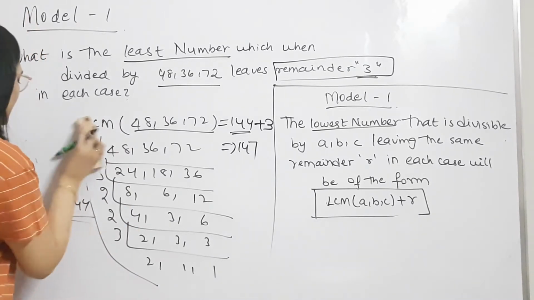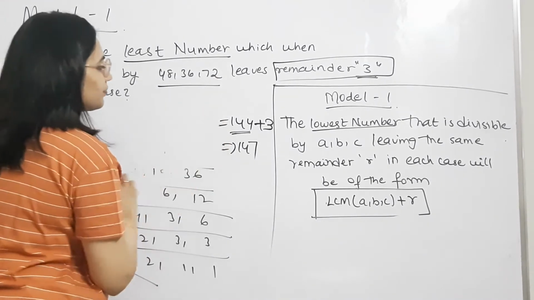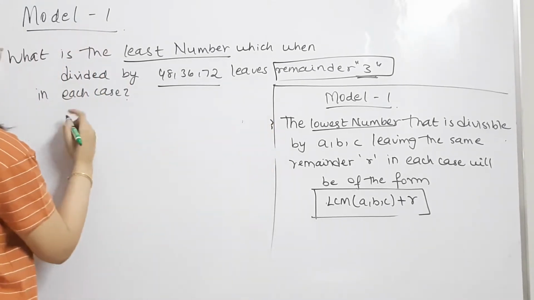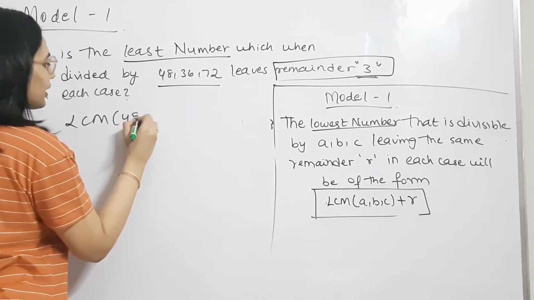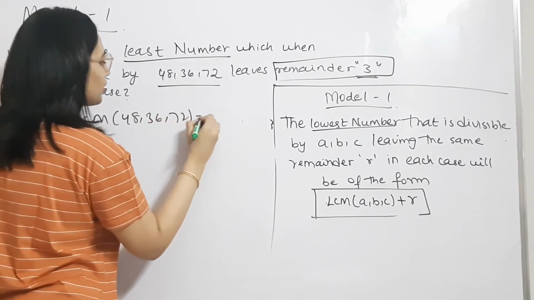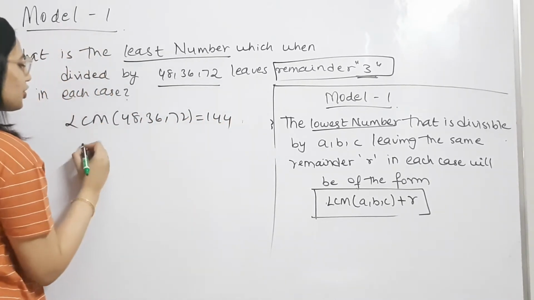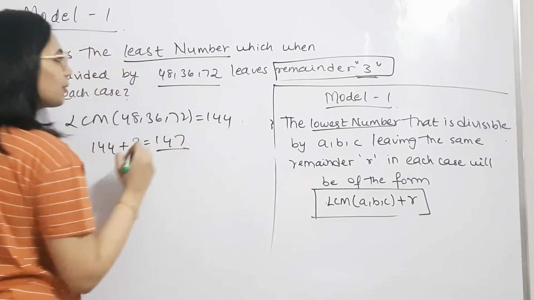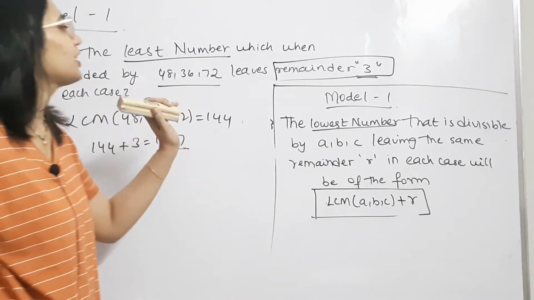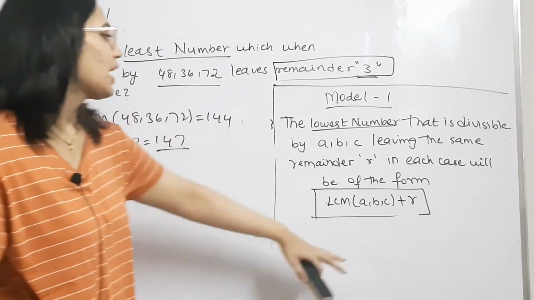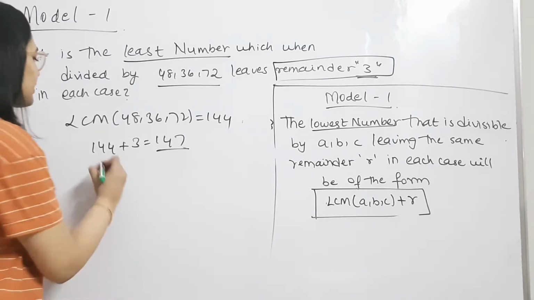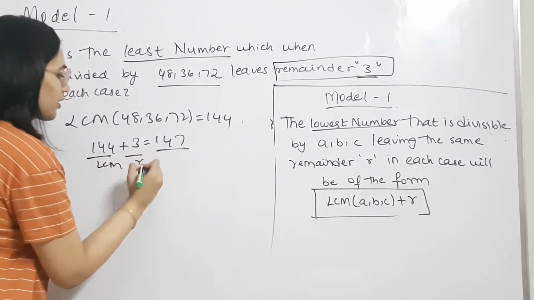That means, after you got 144 as the LCM, so the LCM of 48, 36, 72 is 144, what you need to do is add 3 in order to get that number that is divisible by 48, 36, 72 and leaves a remainder 3 as per this form. So you got the number of this form now, right? This is the LCM and this is R.